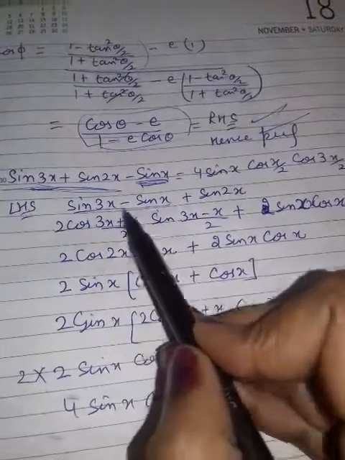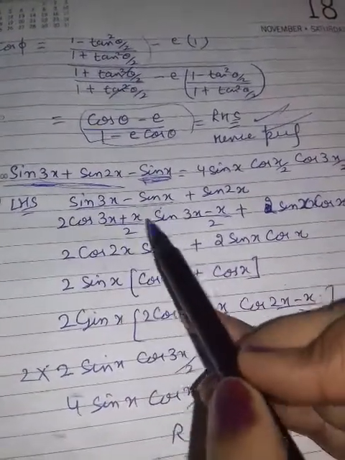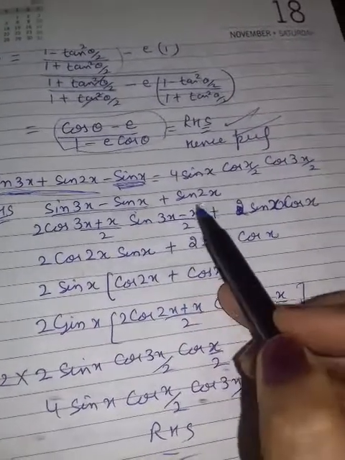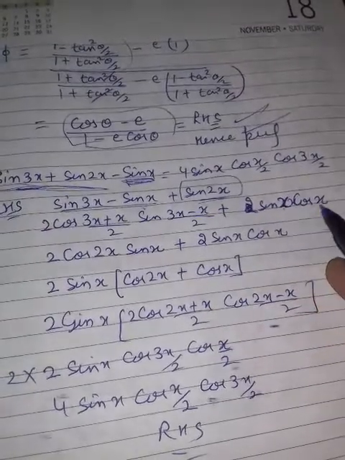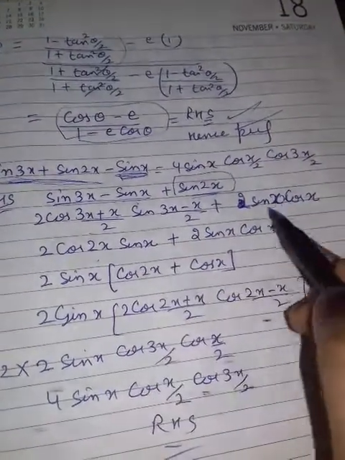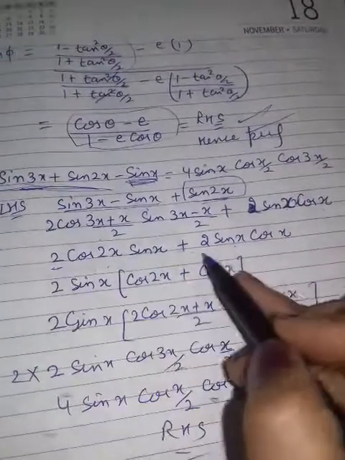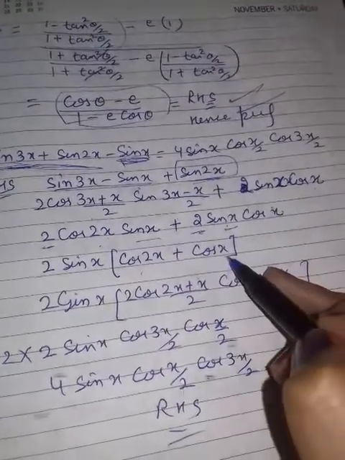Sin x minus sin y identity we use: 2 cos of x plus y by 2 sin of x minus y by 2. And here I opened sin 2 theta: 2 sin theta cos theta. It will become 2x, it will become sin x. Same here, 2 can be taken common. Sin x also, cos 2x plus x left inside.